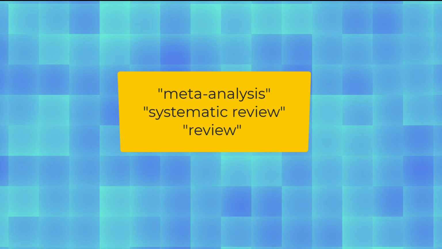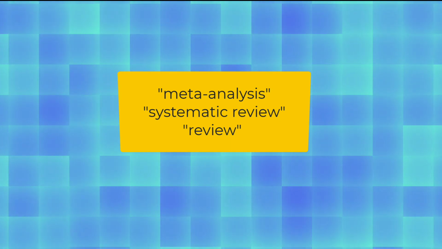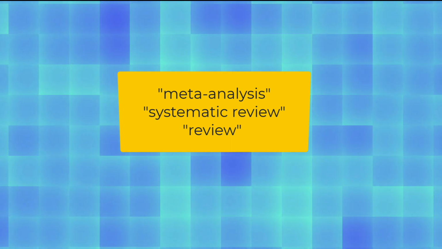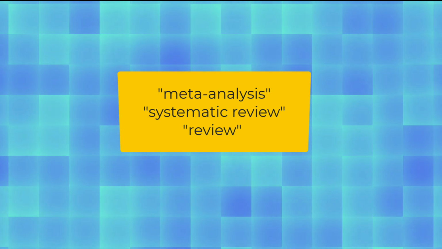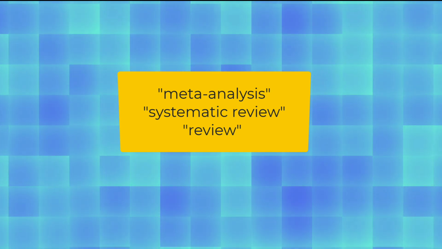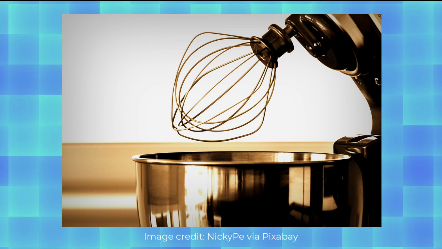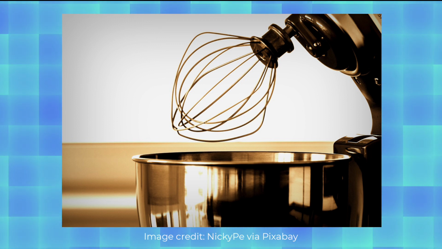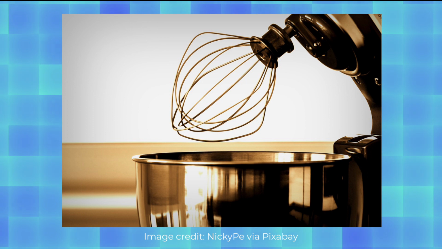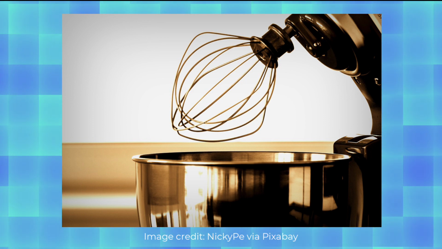The second thing to look out for are words in the article's title like meta-analysis or systematic review, or even just review. These kinds of articles are not primary research. They aggregate data from many different studies to draw bigger picture conclusions about a broader topic.